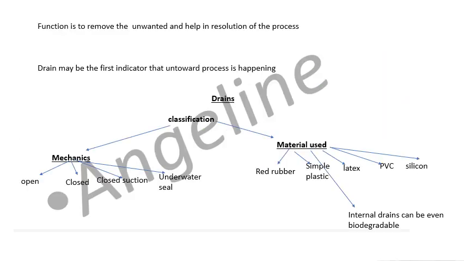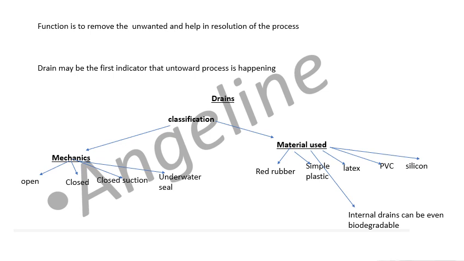So what is the function of a drain? It is to remove the unwanted and help in resolution of the process. A drain may be the first indicator that an untoward process is happening. Like in your thyroid, drains may have blood. You know there is bleeding going on in the post-operative period.